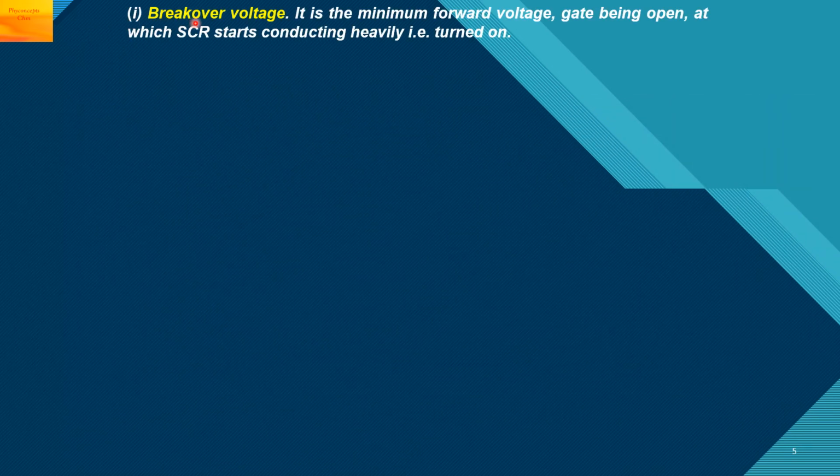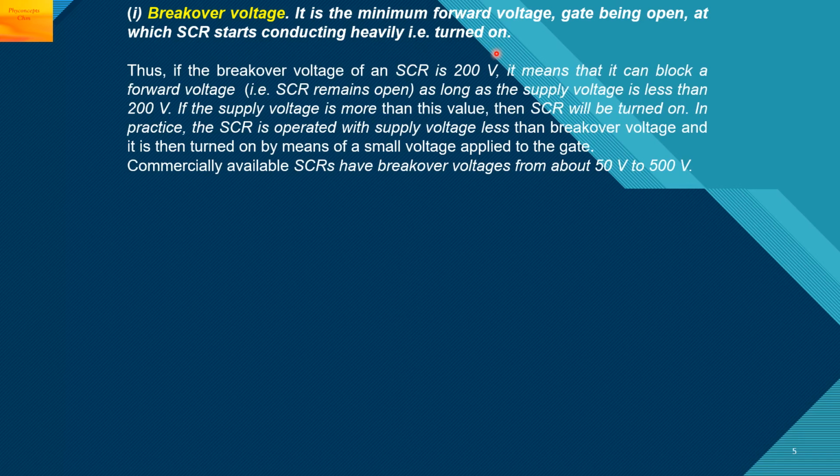We'll see some terms. One is the breakover voltage. It is the minimum forward voltage, gate being open, at which SCR starts conducting heavily, that is, it is turned on. Normally SCRs have breakover voltages from about 50 volts to 500 volts. If the breakover voltage is 200 volts, for example, it means that it can block a forward voltage as long as the supply voltage is less than 200 volts. If the supply voltage is more than this value, the SCR will be turned on.